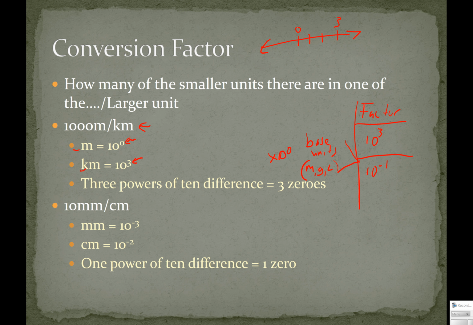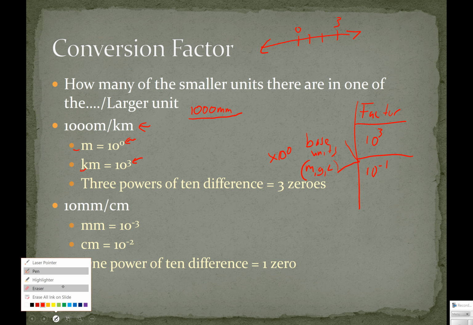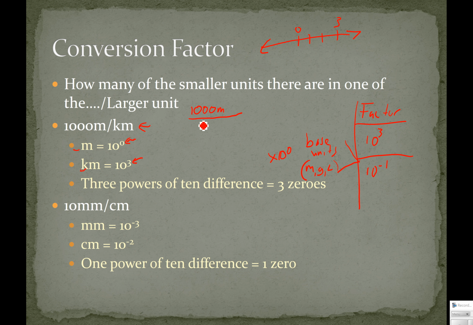So our conversion factor, since we're dealing with the metric system, we're always going to start with a 1, and because we have 3 powers of 10 difference, we add 3 zeros, and therefore we have 3 of our smaller unit, meters. Jumping ahead to the one beneath here. We have 1,000 meters per every 1 kilometer. And that would be our conversion factor. And I'll show you how we'll use that in a minute.